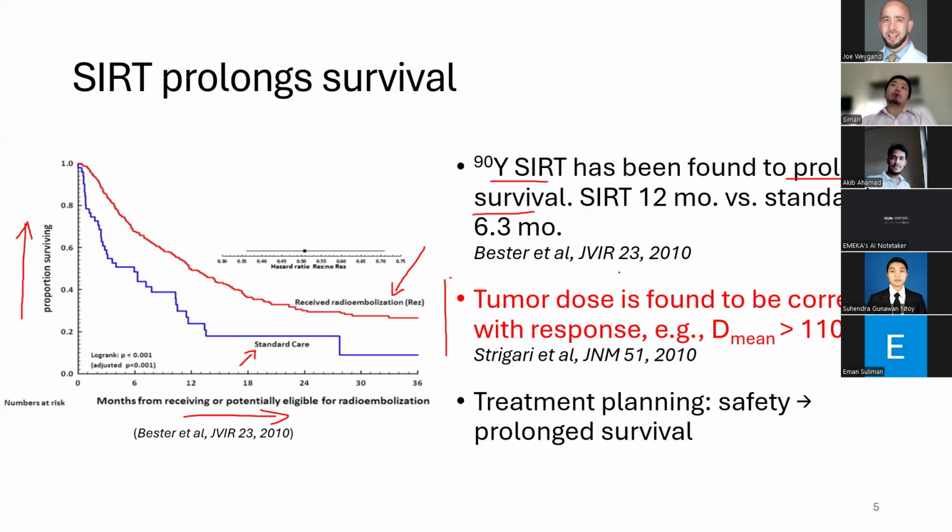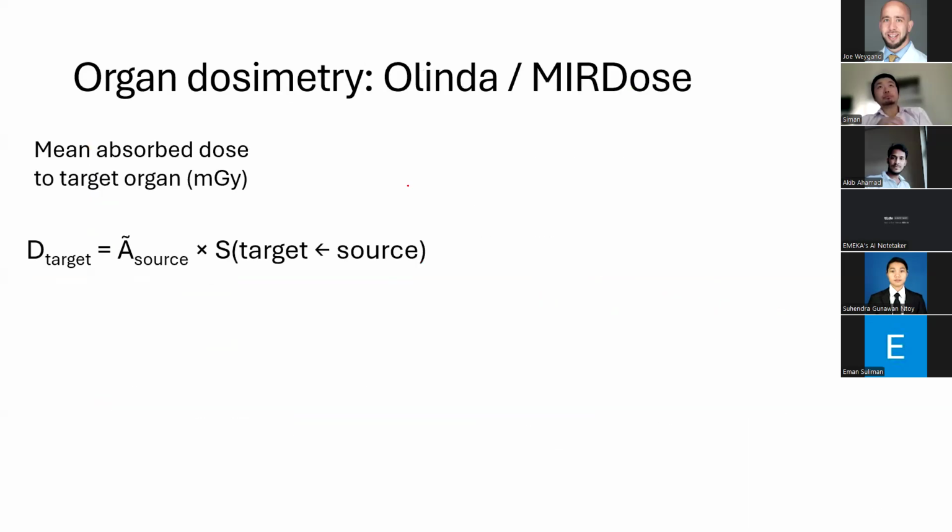And then furthermore, it's found that if you hit the tumor with a dose above a certain threshold, in this case 110 gray, then the tumor is more responsive, meaning that it shrinks and prolongs the survival. And that's why we are interested in doing dosimetry. So in nuclear medicine, normally when we talk about dosimetry, we are thinking about internal dosimetry.